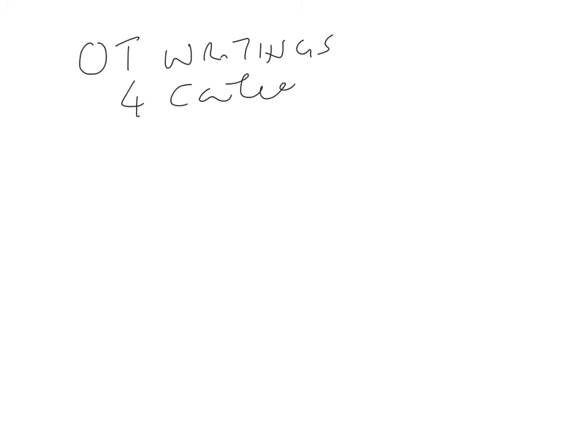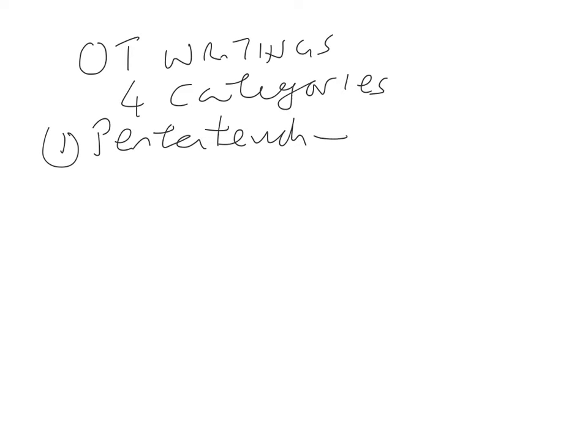Now, the Old Testament writings can be divided into 4 different categories. So you have the first and the most central category called the Pentateuch, and these are the first 5 books in the Bible, and they're the ones that get the entire story of the Bible going. So they're very important and they're very central.